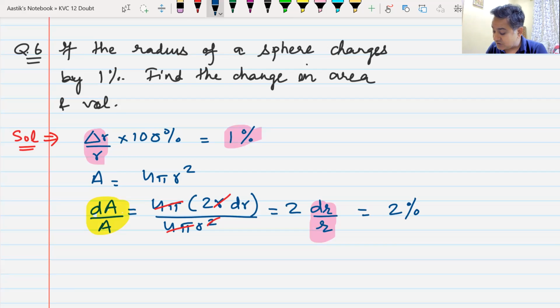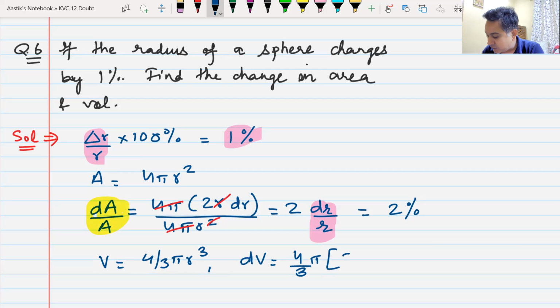If I have to find out the change in volume, what do I do? First of all, I have to write what the volume is. So let me first write the volume. Volume is 4 by 3 pi r cube. I again differentiate this. The derivative will look like this: 4 by 3 pi into the derivative of r cube, which is 3r square dr. I divide it by the volume.